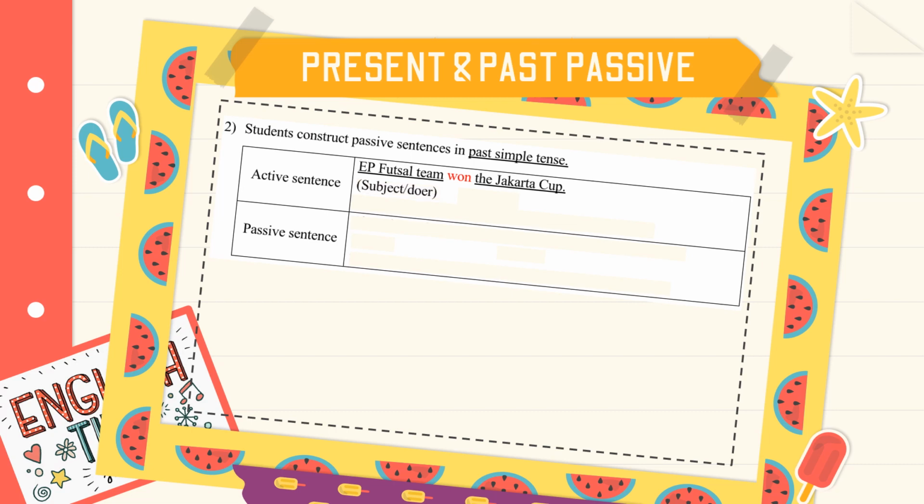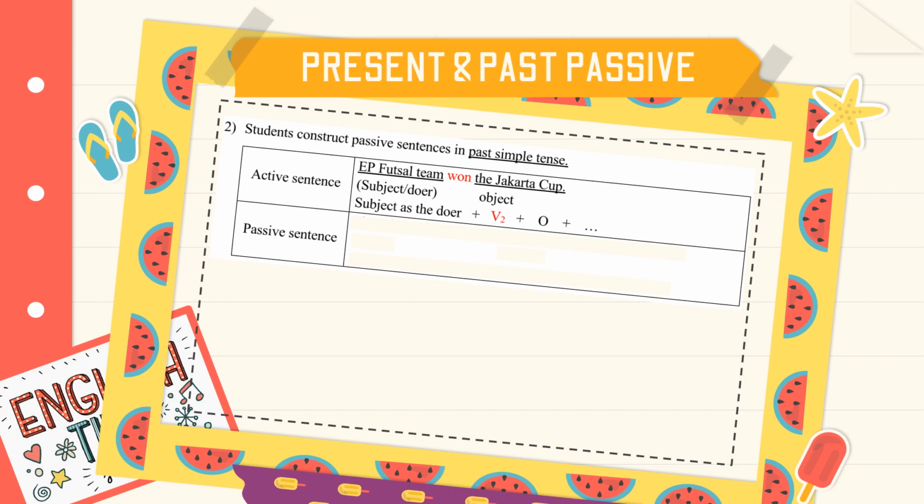Okay? And won is the verb 2 of win. That's how you know that this sentence is in past simple. Okay? And the object is the Jakarta Cup. This is the formula of an active sentence in past simple: subject as the doer plus the verb 2 plus the object.